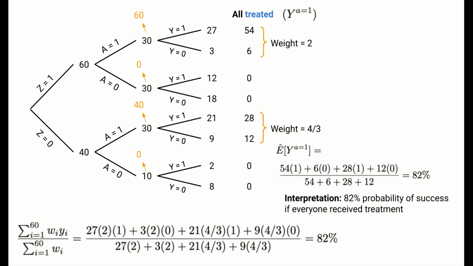Note that this can also be expressed as a weighted average of the original outcomes of the 60 treated individuals. Now that we've seen how conditional exchangeability can be used to simulate all study subjects being treated, let's repeat the process for simulating everyone being untreated.